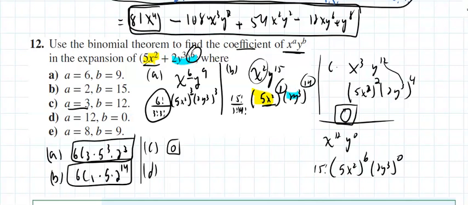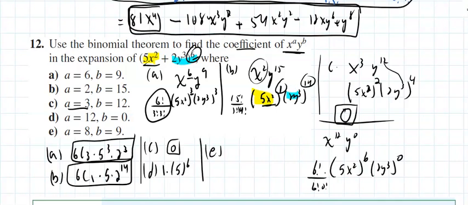Oh boy, 6 choose. The highest is a 6. So that's going to be 6 factorial divided by 6 factorial 0 factorial. Well, that's really a 1. So you could write a 1 times 5 to the 6th power. 2y to the 0, you could write it, but that's just a 1.